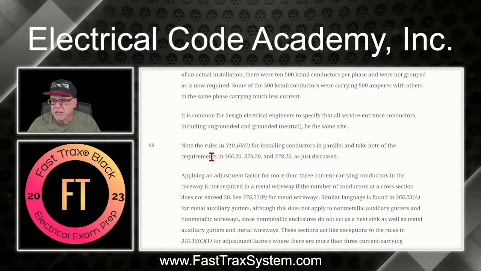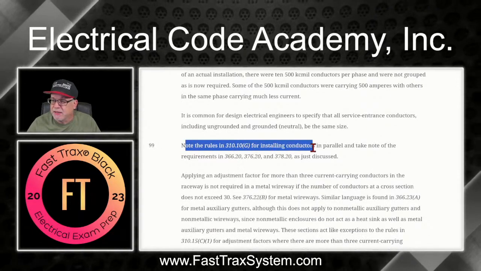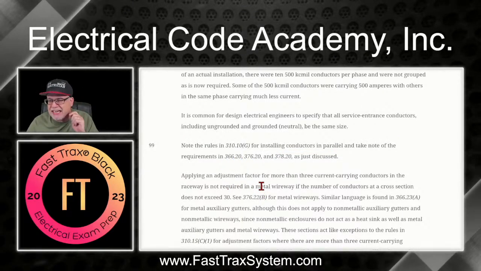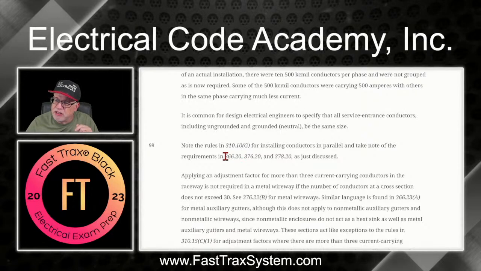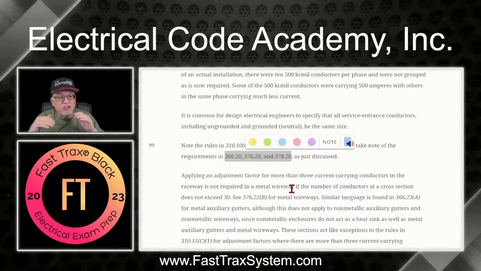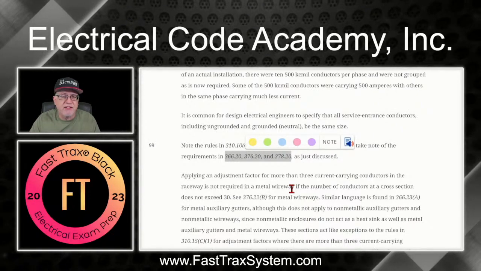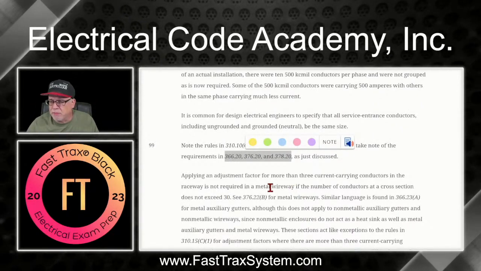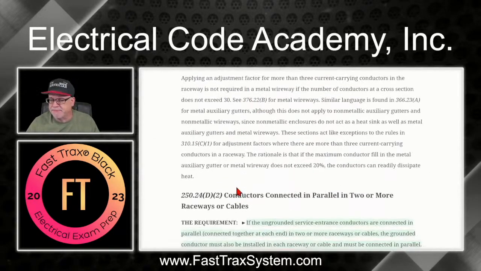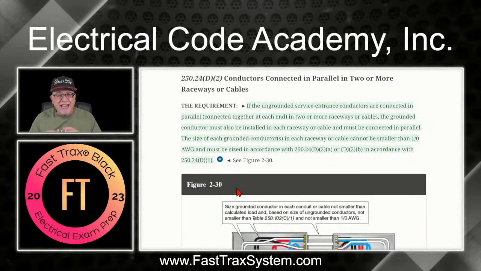Okay. Again, note the rules in paralleling, and take note of specific unique requirements, which we're not going to get into, but make sure you get into these unique requirements that are in 366, 376, and 378. Okay. Again, so it's your homework. Go check those out. Again, we're just sizing right now, so we're not going into these details. We're just talking about minimum sizing requirements. We're not getting into the paralleling and the effects of improper paralleling. All right. So that's it for the single raceway.